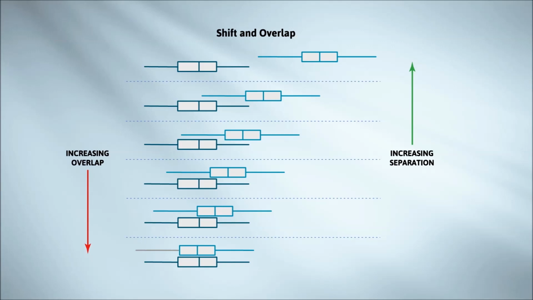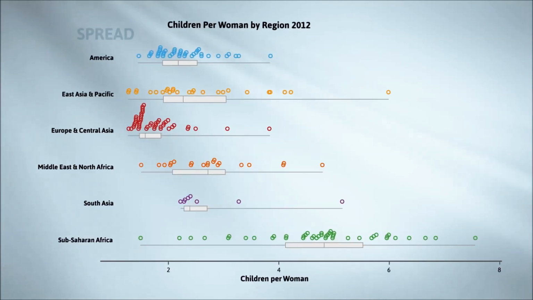Do we have complete separation? Everything in one group is bigger than anything in the other. Is there a lot of overlap? Is the shift small compared to background variability? Or where are we in between these extremes?